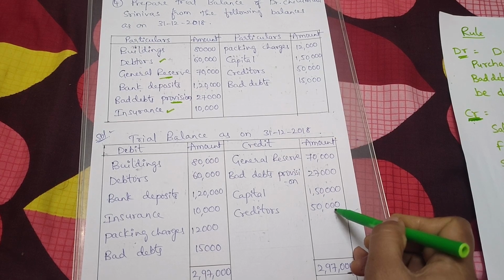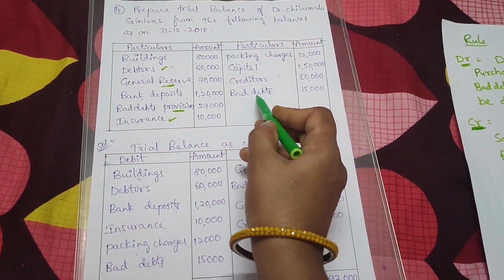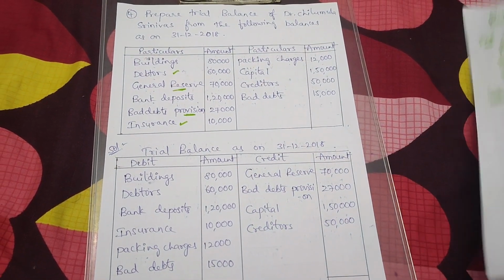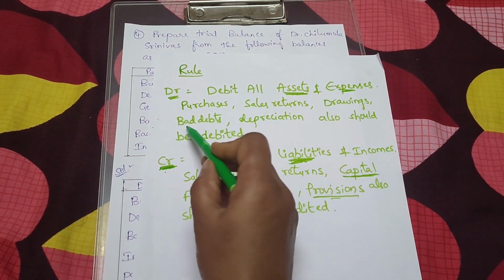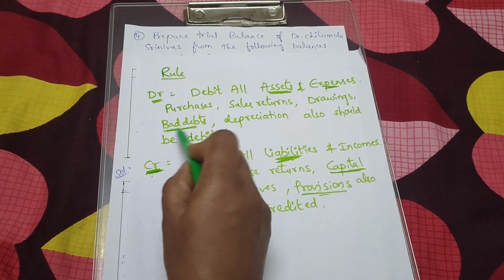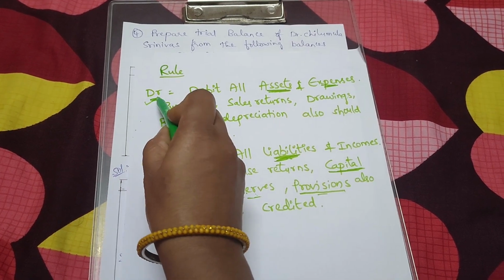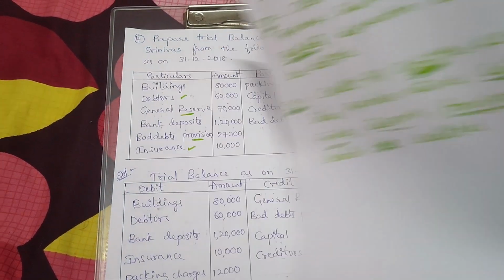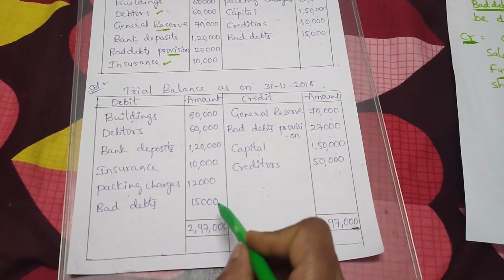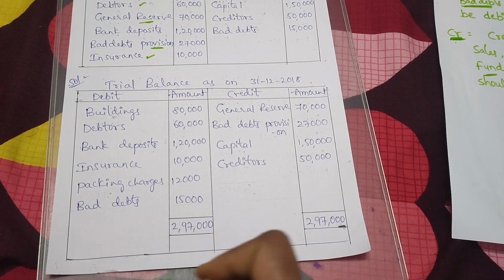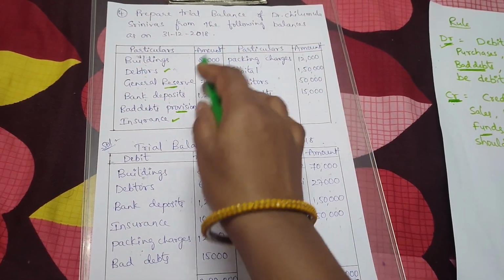That is 50,000. Next, bad debts. Bad debts 15,000. Let us see the rule. Debit. Yeah, bad debts. We should debit. So bad debts I recorded under debit, 15,000. And all items finished here.